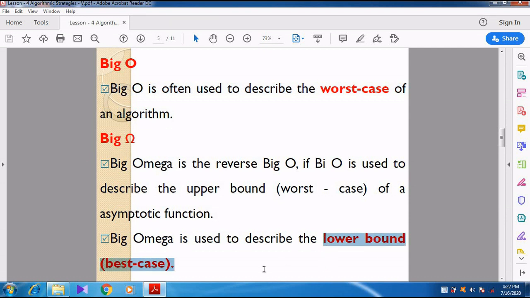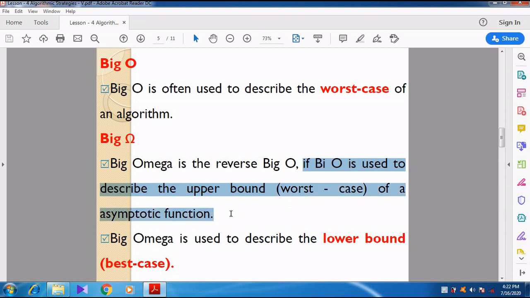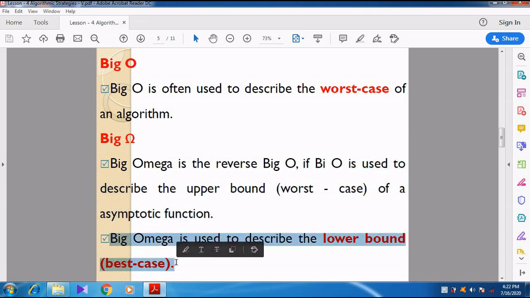Then what about big omega? Big omega is used to represent the lower bound. There are two bounds: one is called the lower bound and the other is called the upper bound. The upper bound represents the worst case, and the lower bound represents the best case. Big omega is the reverse of big O. Big O describes the upper bound, which represents the worst case of an algorithm, whereas big omega describes the lower bound, which is the best case.